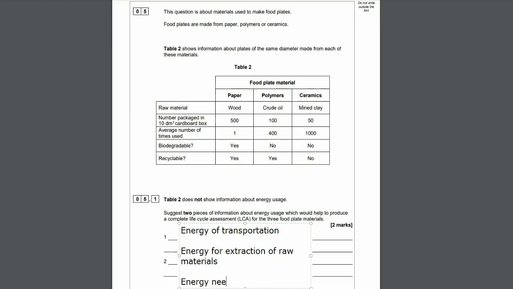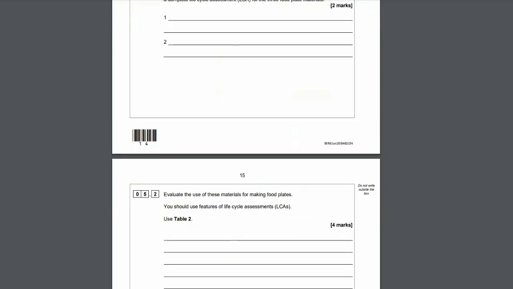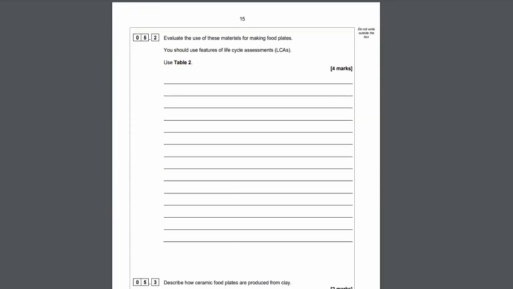We don't have the production energy. So what about when you turn wood into paper? How much energy does that use? We don't know. So we don't have production energy and we don't have the energy needed for recycling. They tell us whether they're recyclable and two of them are, but does it cost more energy to recycle plastics or more energy to recycle paper?